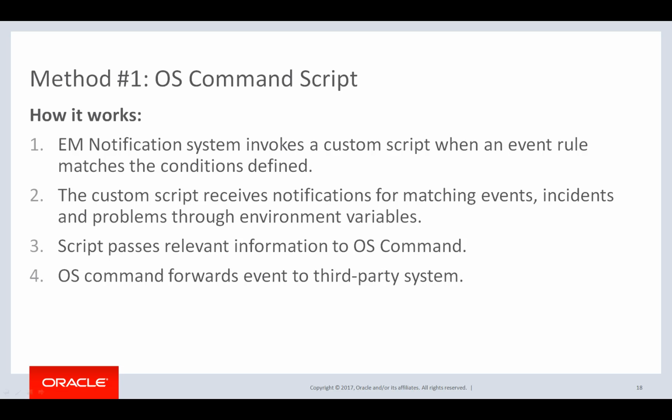The first method is building an OS command script. An OS command script is a script which runs on the host where the Oracle Management Service, or OMS, resides. This script is run by the user who started the management service and needs to be deployed to the host where the OMS lives. How this works is when an event matches the conditions defined in an event rule, the event rule triggers the custom OS command script. The script gets event information via environment variables, and this information is then forwarded to the third-party system.